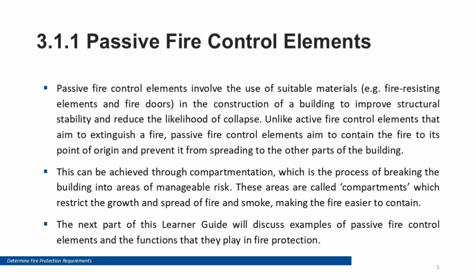Passive fire control elements. Passive fire control is built into the structure. It's designed to contain fire at the point of origin and limit spread, often through compartmentation, where the building is separated into manageable risk areas to slow fire and smoke movement.